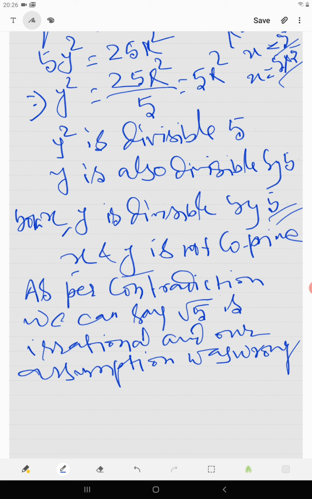Initially we took that x and y are co-prime, that is, there is no common factor, but in the end what we got is that x and y are divisible by 5. Both are divisible, that means they are not co-prime. X and y are not co-prime. So it contradicts. The moment we see a contradiction, we can say that our assumption was wrong, and since our assumption was wrong, hence root 5 is irrational. Hence proved. I hope you understood it.